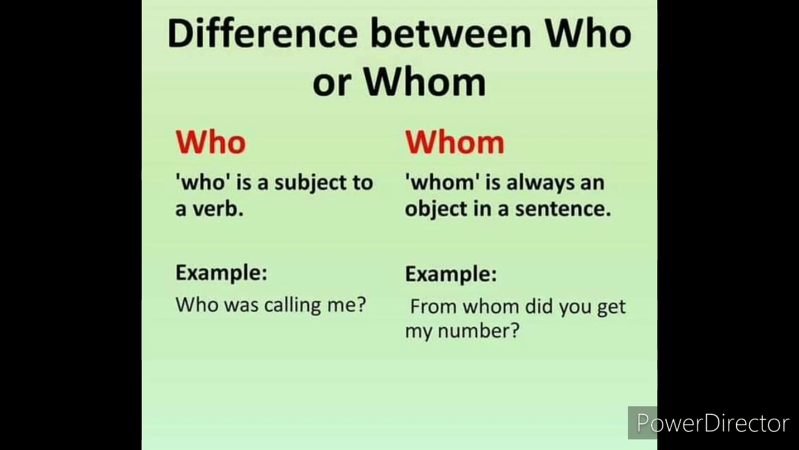And this card is about the difference between who and whom. So, who is a subject to a verb. For example, this is the man who takes care of the street dogs, for example. And whom is always an object in a sentence. For example, from whom did you get my number? I hope that the meaning is clear. Let's move on to the following card.